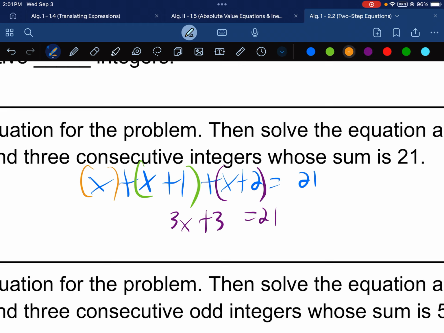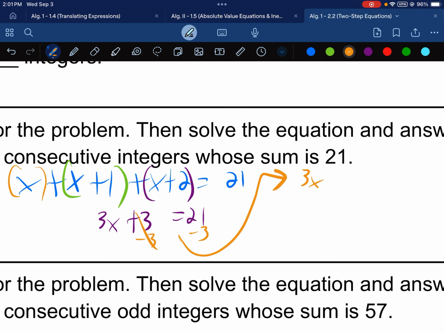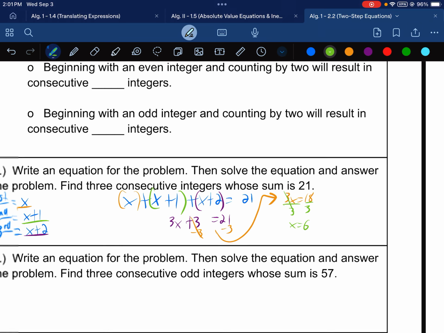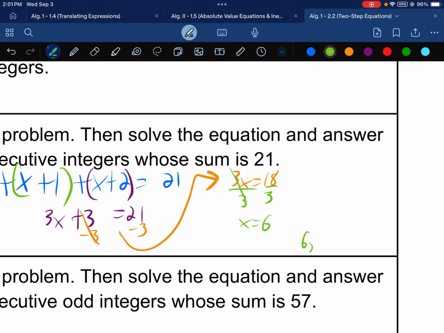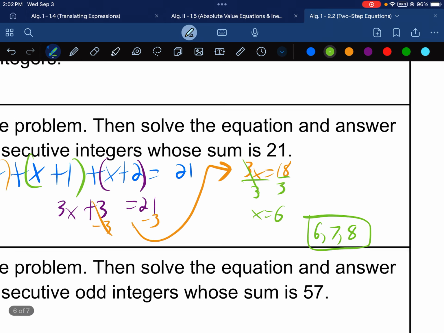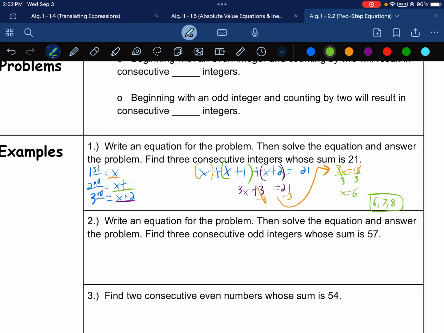Now we have to get our variable by itself. So we have to do the same thing we did earlier in the lesson where we subtract the 3. I'm going to move this up here so I have room, and have 3x equals 18. Dividing by 3 results in x equaling 6. So our first number is 6, but we're supposed to find all 3 integers. So if our first number is 6, the next number would be 7, and the last number would be 8. 6, 7, and 8 would add up to 21, and they're consecutive integers.